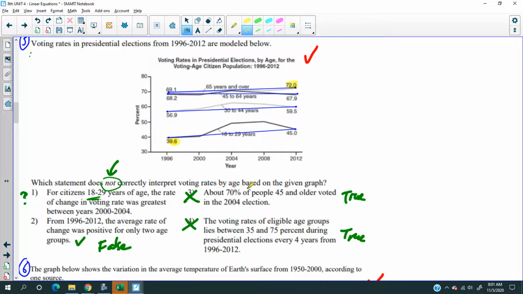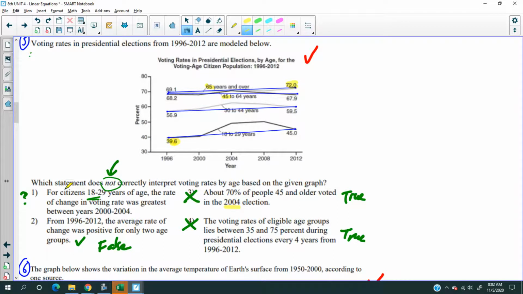About 70% of people 45 and older. So I go to the 2004 election. 70%, that is true, right? 45 and over, right? And that's true. Okay, so I eliminated that. And then I looked at choice 1.